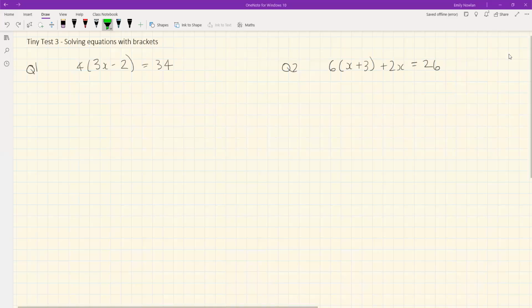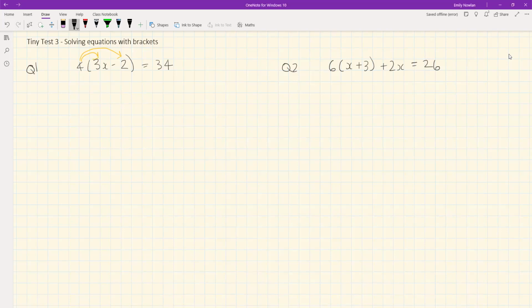Okay, let's try tiny test 3, solving equations with brackets. Now, remember, when you've got brackets, you don't have to all the time, but it's usually the best way to go is just think, I'm going to expand my brackets first. So go ahead and expand the brackets. Let's look what we get.